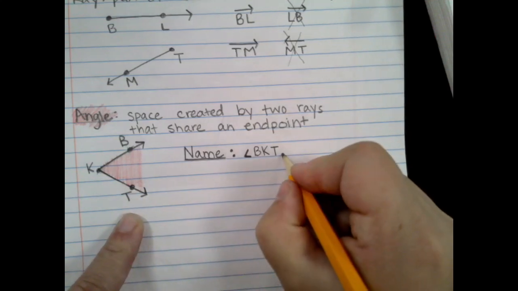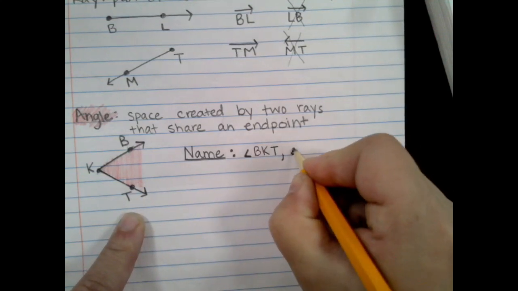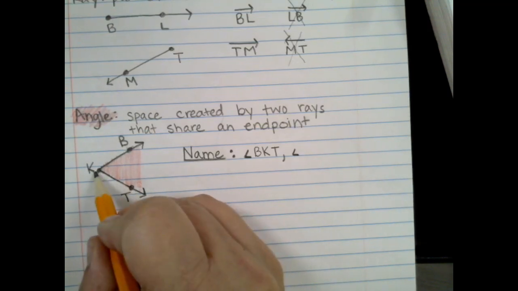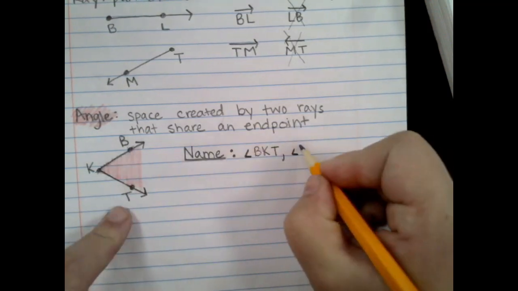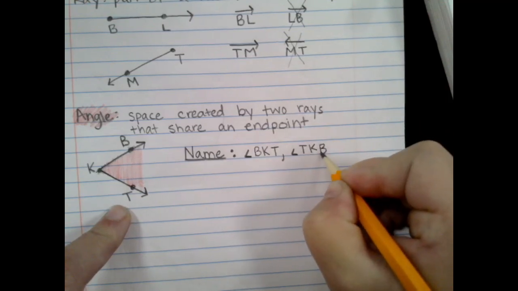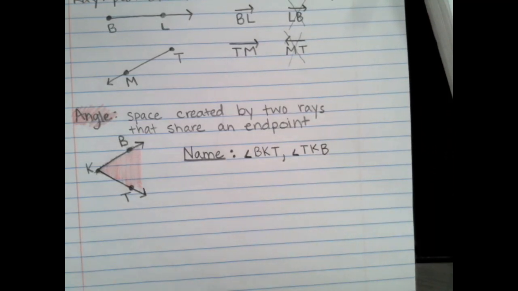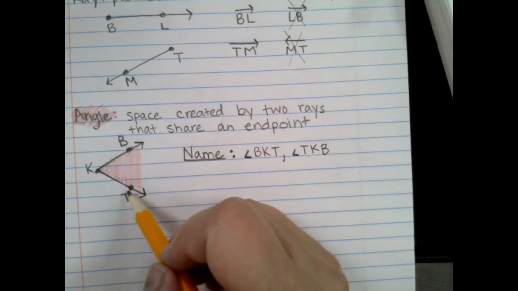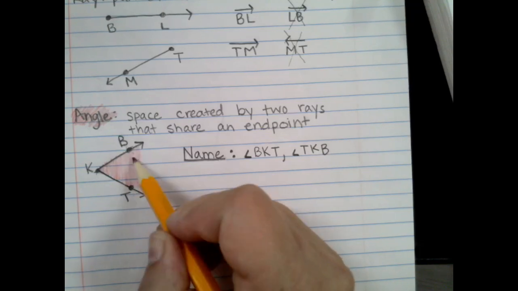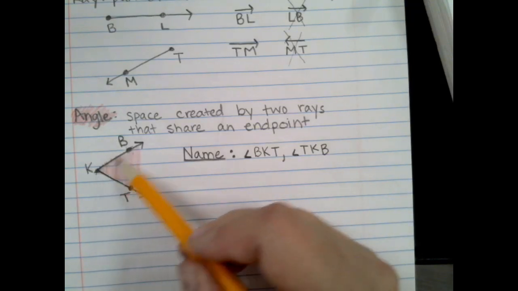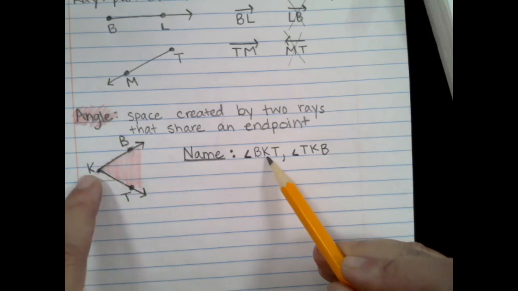What would be another way to name this angle? What else could I start at? T, and then K, and B. Good. T, K, and then B. Could I do angle KBT? No. Why not? Because they're not connected. What doesn't connect? B and T. Good. K's in the way. So we always have to have it so it connects. If I was going to start at B, I'd draw to K, then I'd draw to T.